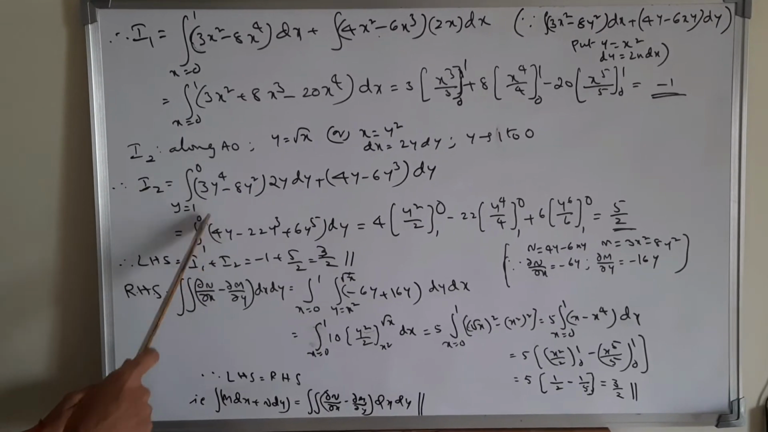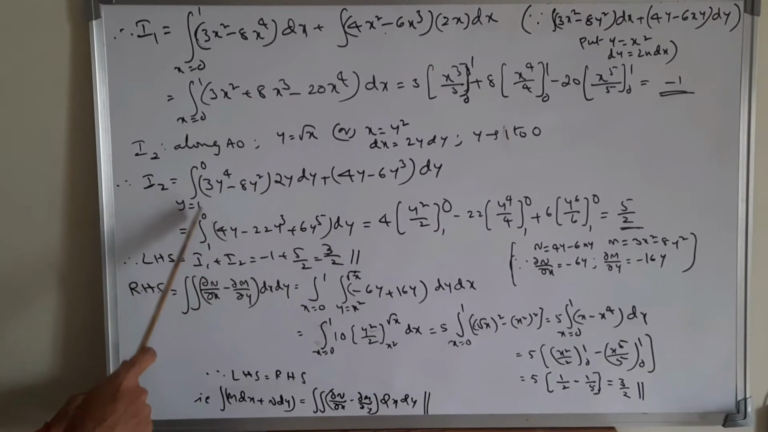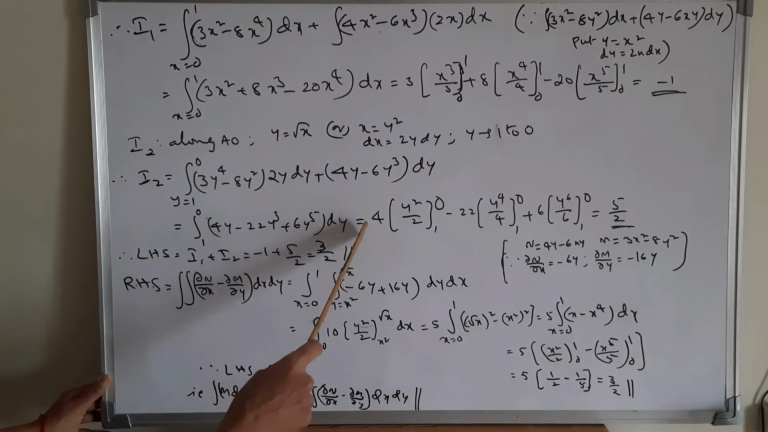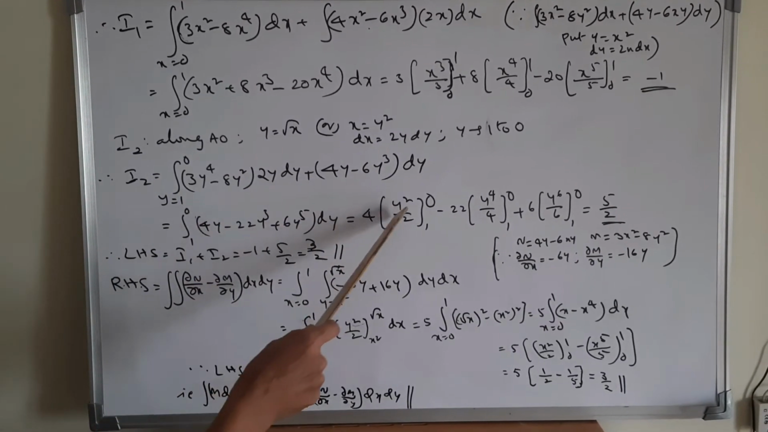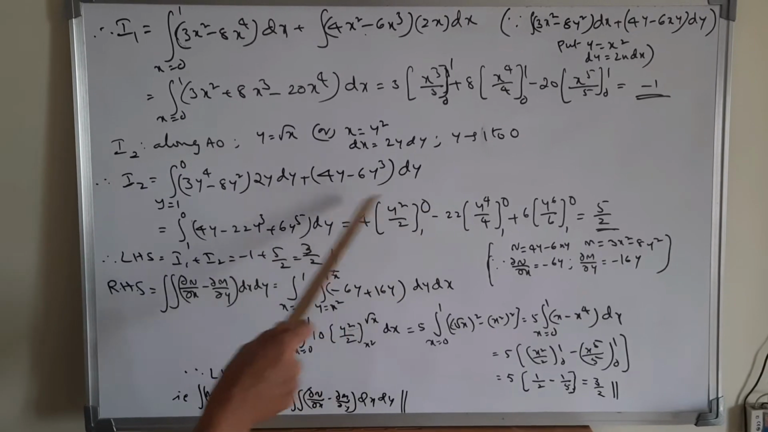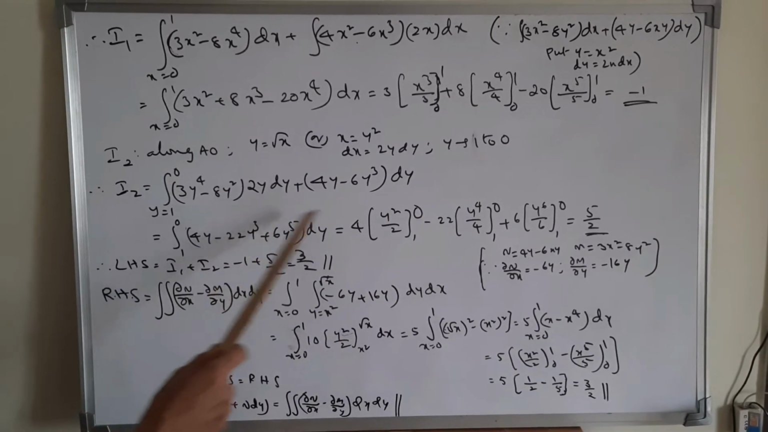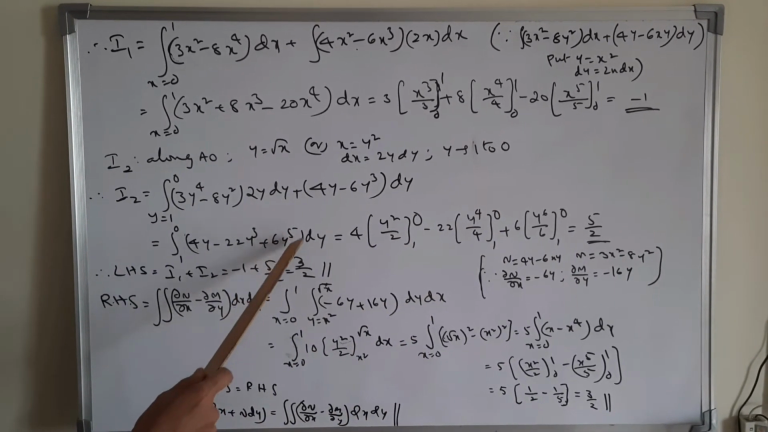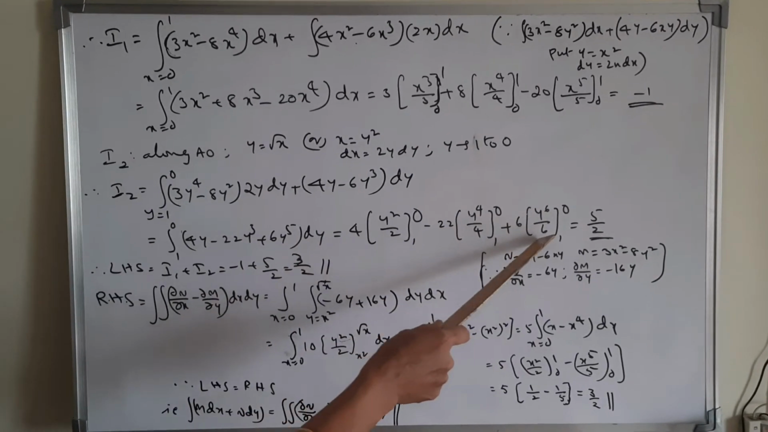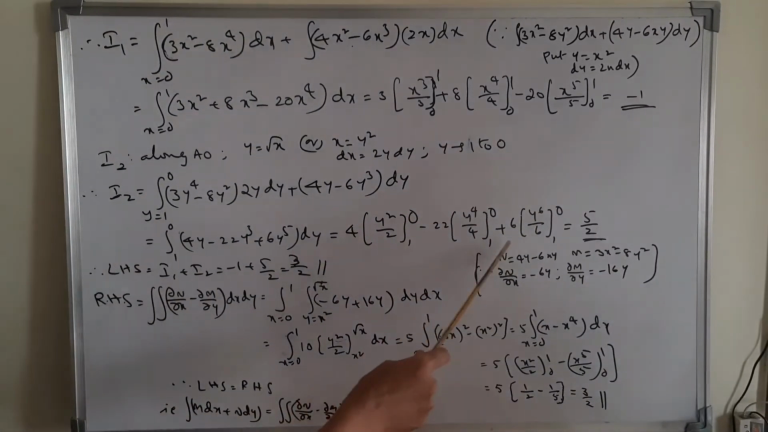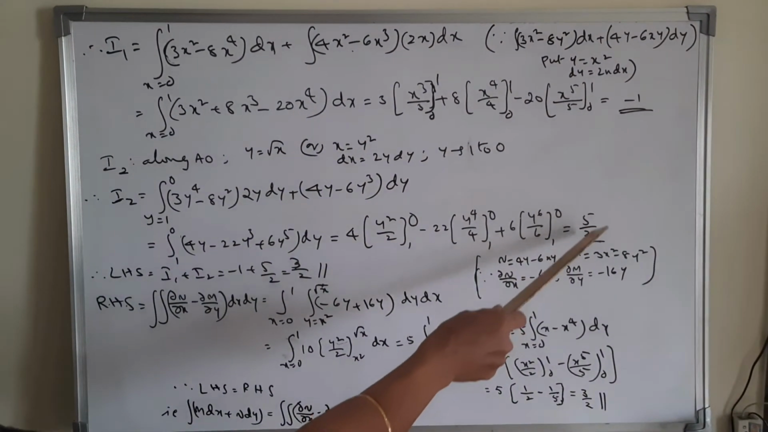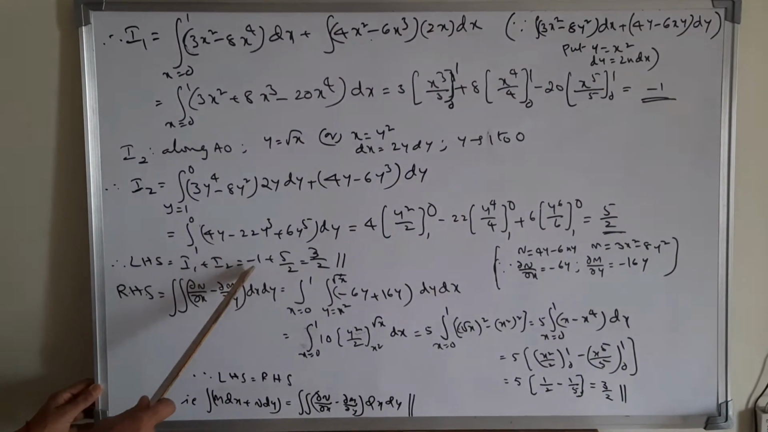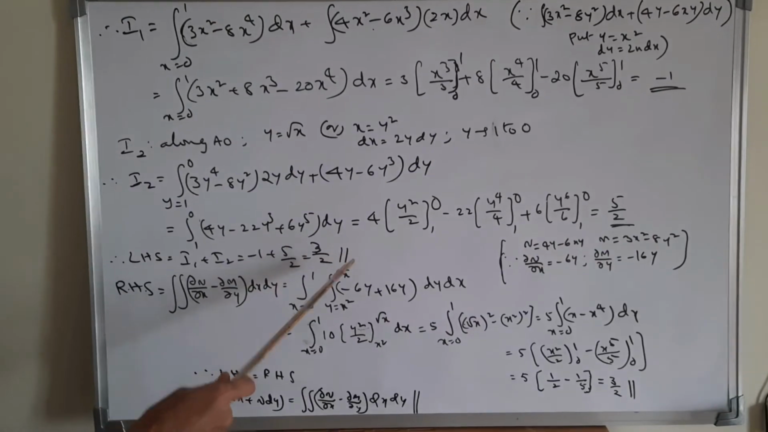Then substitute and simplify this one: the integral from 1 to 0 of 4y minus 22y cube plus 6y to the power of 5 dy. So next integration: 4 into the integral of y, which is y square by 2, limits 1 to 0, minus 22 into the integral of y cube, which is y to the power of 4 by 4, limits 1 to 0, plus 6 into the integral of y to the power of 5, which is y to the power of 6 by 6, limits 1 to 0. Substituting these limits, we get the value 5 by 2. So this is the I2 value. Therefore I1 plus I2 is equal to minus 1 plus 5 by 2, that is equal to 3 by 2.